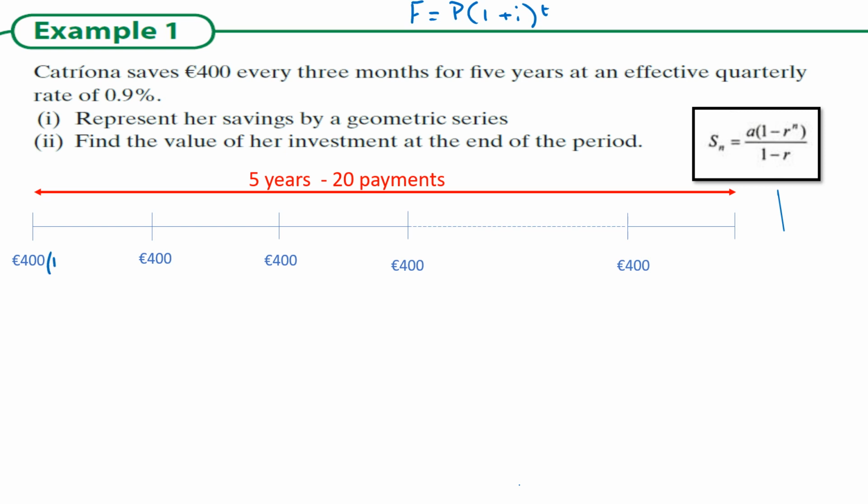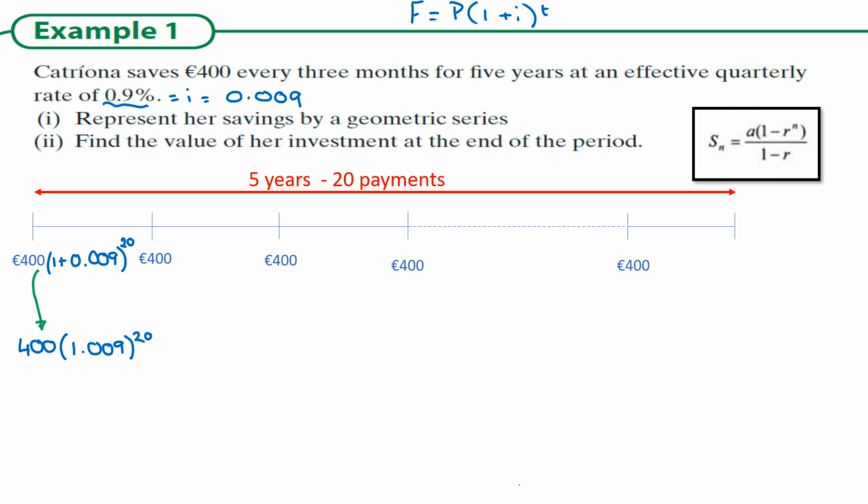So 1 plus 0.009. Now I is this, but remember we've turned it to decimal, so it's 0.009 to the power of t, which in this case is 20. And that's our first piece. So that's 400 times 1.009 to the power of 20. So that's that first piece here.